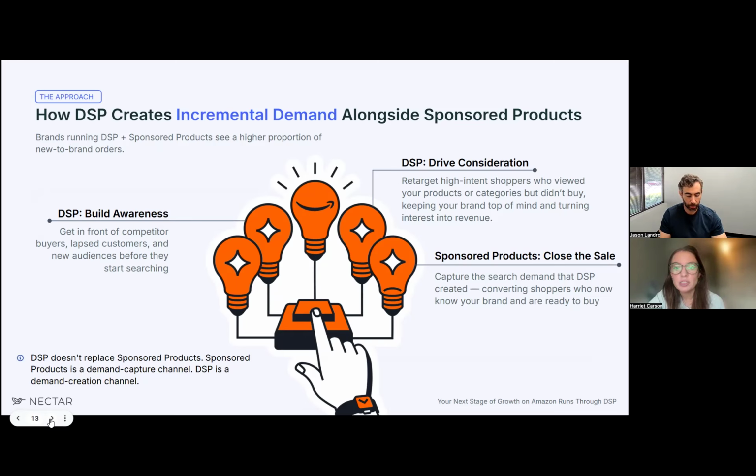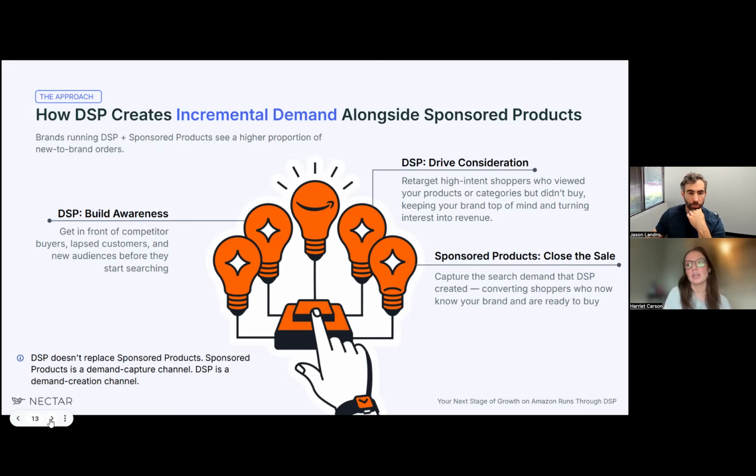And then as those shoppers continue researching products, DSP helps keep your brand top of mind through additional touch points and retargeting. Eventually, many of those customers arrive back on Amazon and begin searching. That's where sponsored ads takes over. Sponsored products captures the demand that already exists. Another way to think about this is DSP helps create consideration. Sponsored product converts consideration into the sale. That's why we really recommend thinking about these channels together. The strongest Amazon ad programs use both intentionally because each one makes the other more effective.